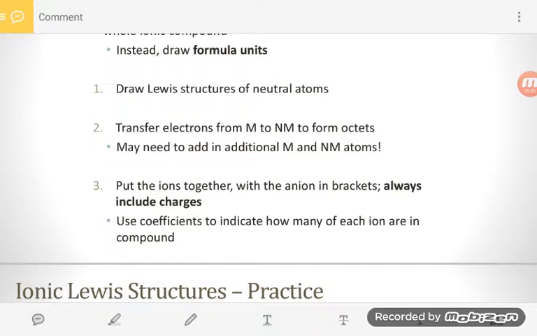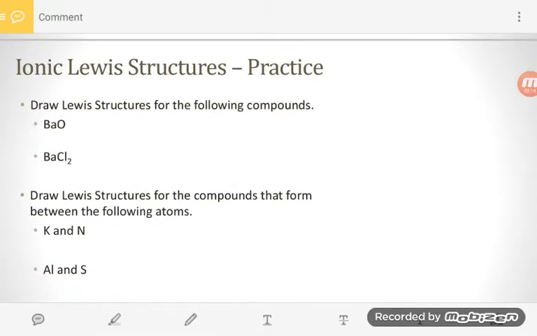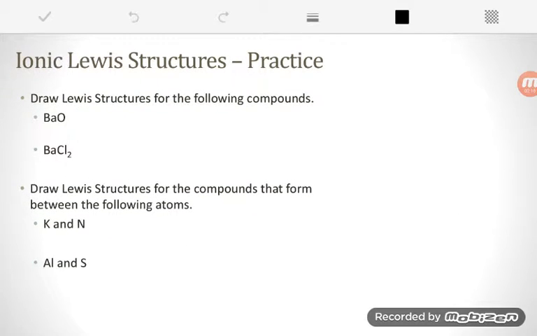Finally, once we've figured out how many of each ion we have and we've drawn their Lewis structures, we're going to draw them next to each other, and we're going to remember that the ion always goes in brackets. We always put charges on those, and we use coefficients to indicate how many of each ion are in the formula unit. So let's look at a couple examples. We'll start with barium oxide here.